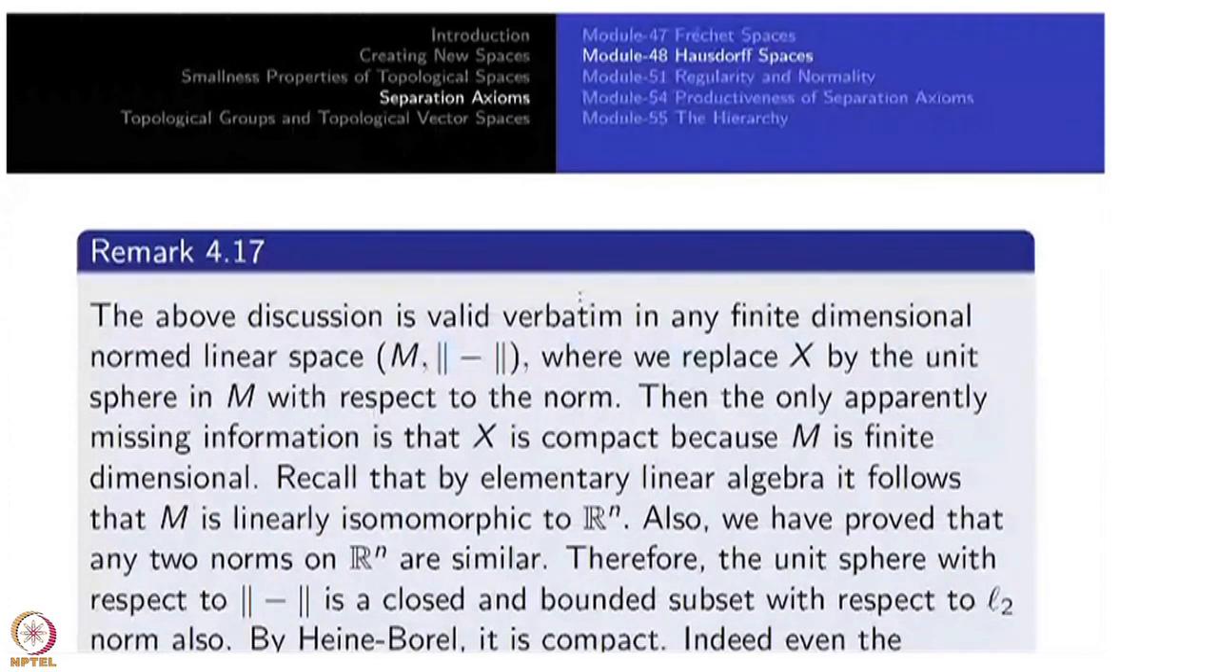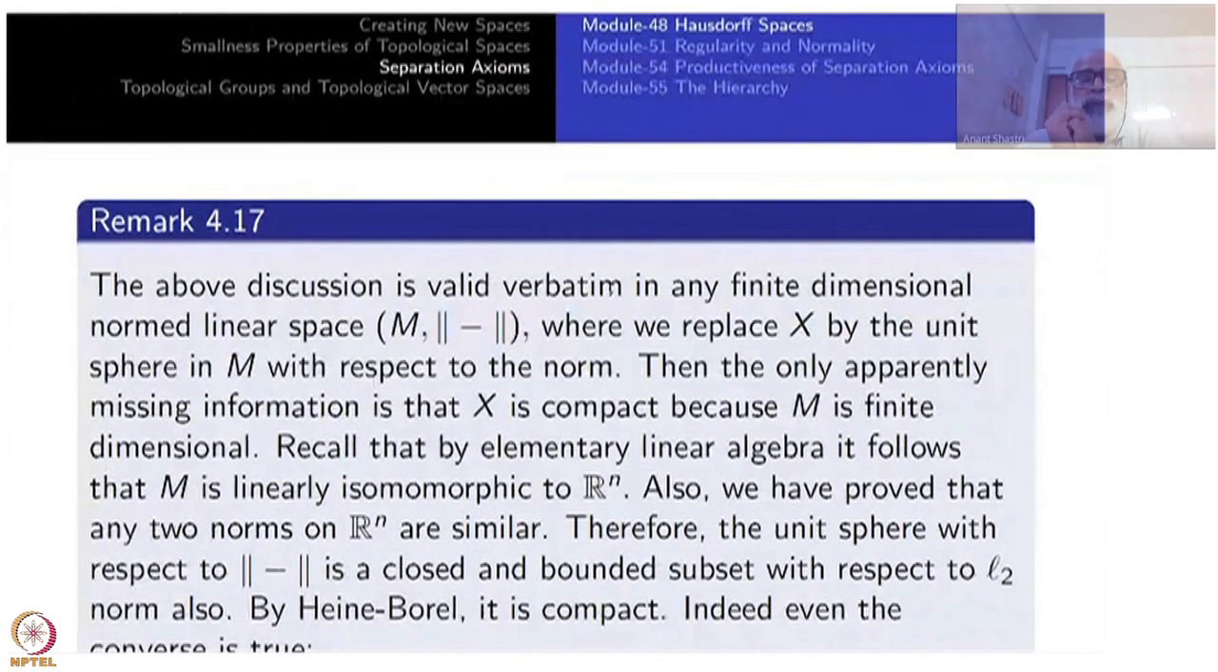Now, I want to do one more serious thing here. The above discussion is valid verbatim in any finite dimensional normed linear space M. So we are doing it in Rn, but the same thing holds for every normed linear space which is finite dimensional, where we replace X by the unit sphere in M with respect to the norm. If the norm is the L2 norm, you will get the standard sphere. If it is L1, what do you get? You get a diamond shape. If it's L infinity, you get a square and so on, right? So all these things we have seen. Even if it's an arbitrary norm, none of these Lp, this statement is true is what I am claiming.